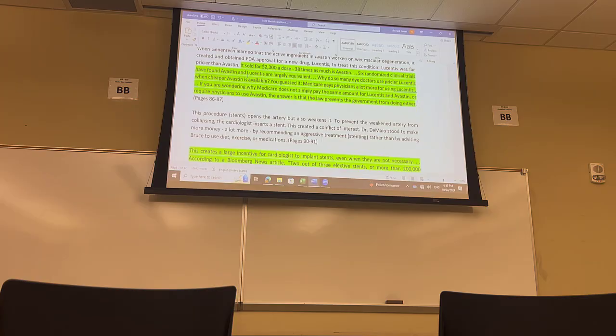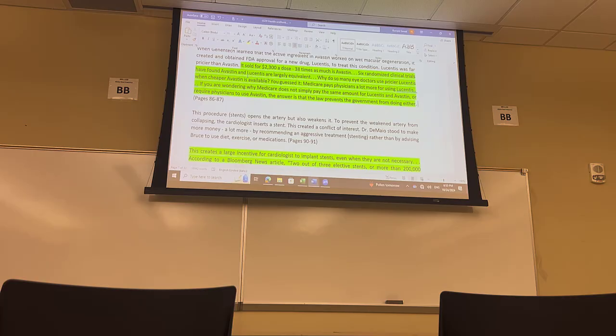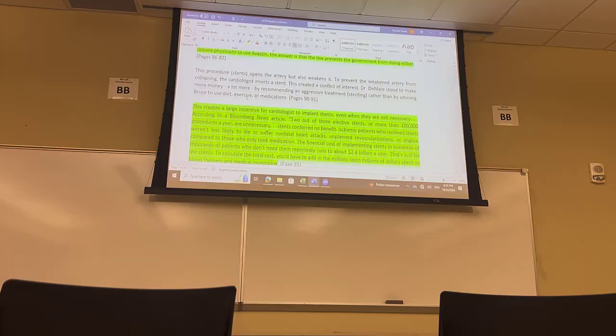Who's the only one losing in this? The patient doesn't care because Medicare is paying it. The doctor loves it. The pharmaceutical company loves it. Who's the only loser here? The U.S. taxpayer, right? They're always the one who takes it on the chin.